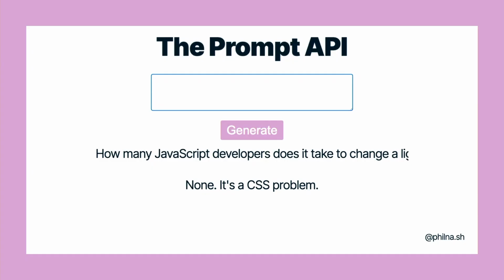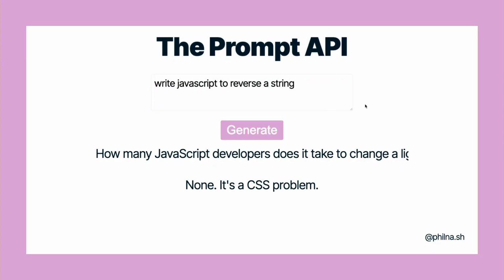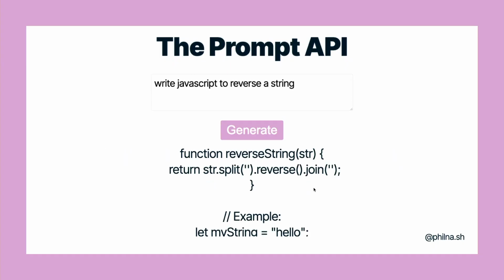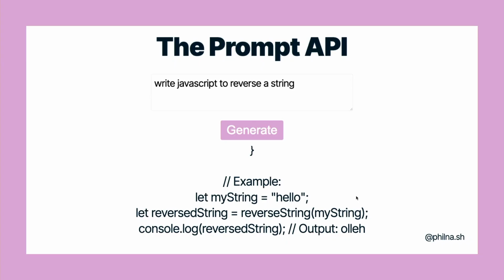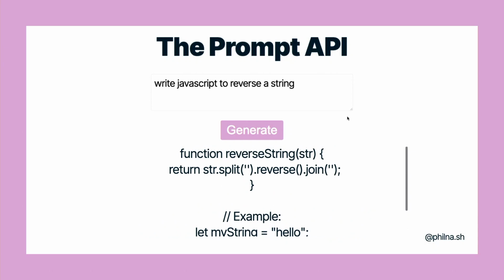But it will still do stuff like, write JavaScript to reverse a string. I don't know. It can code. Let's see what it does. Function reverse string split, reverse join. Lovely. Even gives you an example. Including the output. Ole. Yeah. So it's capable of a lot of things. And the Gemini Nano model is not bad at all. It's not funny, but other than that, it's not bad.